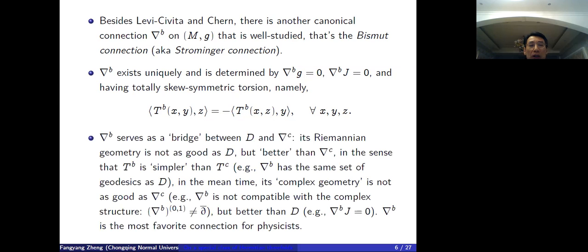And the Bismut connection serves as a bridge between Levi-Civita and the Chern. In a way, here I'm trying to understand it from the mathematical point of view. I don't know much physics, so in a way, in terms of Riemannian geometry it's not as good as Levi-Civita, but better than Chern. In a sense, my understanding is that its torsion is somehow smaller than the torsion of the Chern, in the sense that it doesn't have a symmetric part.